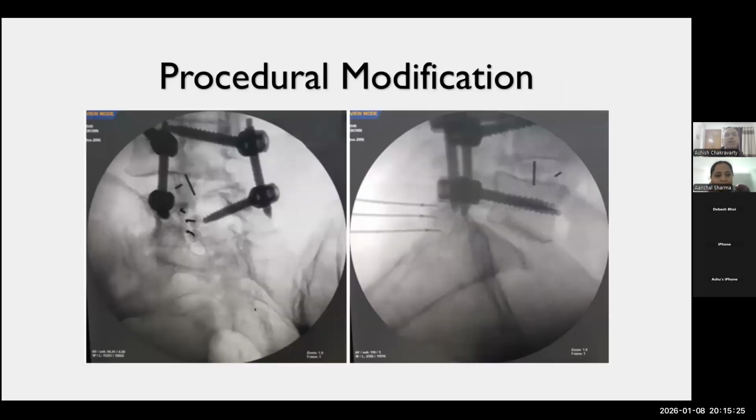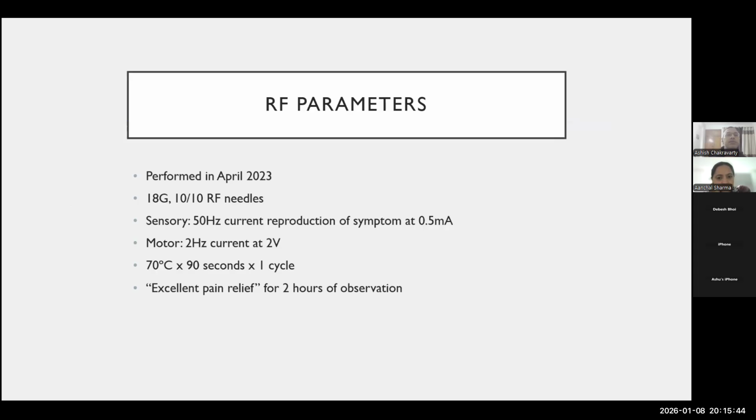So as a modification, what I did was I took three 18 gauge 10 cm cannulas, which I put one in the upper pole, one in the lower pole, and one approximately midway between them. Having placed the cannulas, I did a sensory stimulation, first with 50 hertz current to reproduce symptoms at 0.5 milliampere. And then I also did 2 hertz current stimulation at 2 volts.